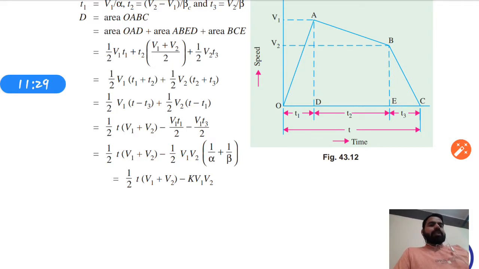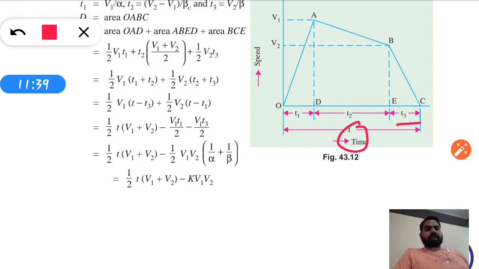What is T1 plus T2? We can see T1 plus T2 is T minus T3. Similarly, T2 plus T3 is small t minus T1. We can also say that. So it will become like this: 1 upon 2 V1 (T minus T3) plus 1 upon 2 V2 (T minus T1).